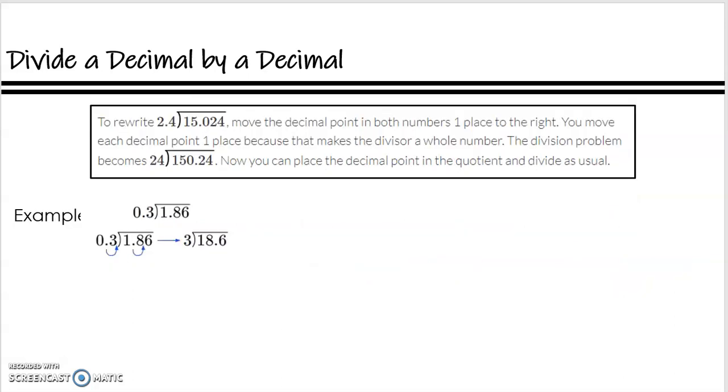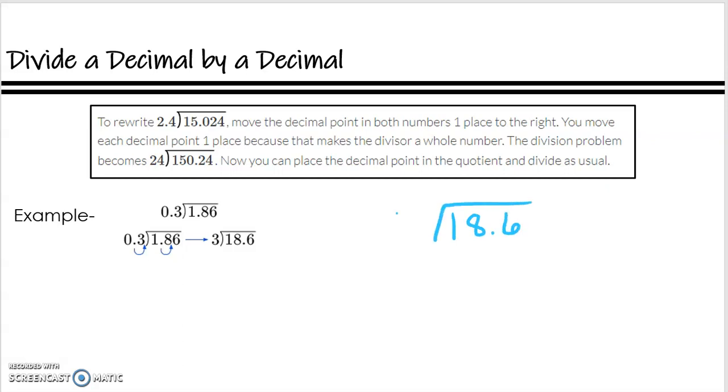So here's another example. Let me move this over. There we go. Okay. Again, we want that 3 on the outside to be a whole number, so you see that we move it over one time. Therefore, we have to do the same thing underneath for the dividend as well. So our new problem becomes 18.6 divided by 3. Now that we have a whole number on the outside, the decimal goes straight up and you begin division. 18 divided by 3 is 6. That's exactly 18.